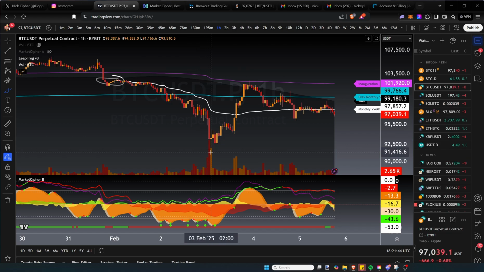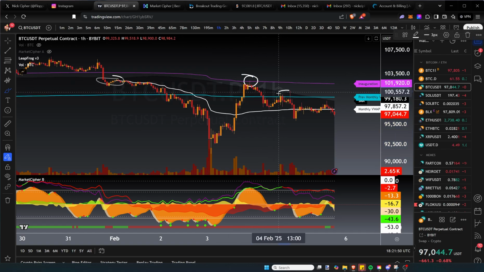But all we've seen so far is that we've come up and confirmed the inauguration VWAP as resistance, and now we've reconfirmed the year-to-date as resistance. And now it does seem like the current monthly VWAP might be forming as resistance here. And this is like a domino effect to the downside, a cascading effect.